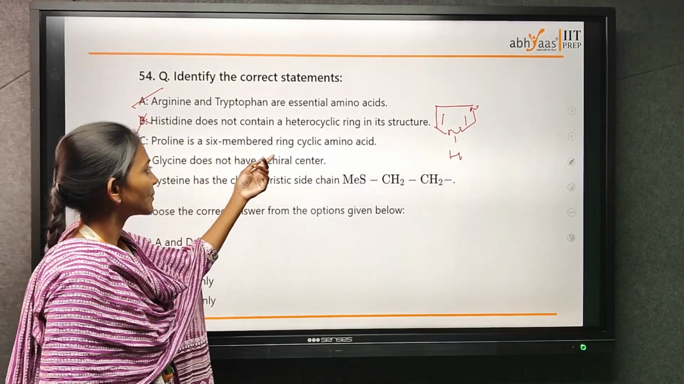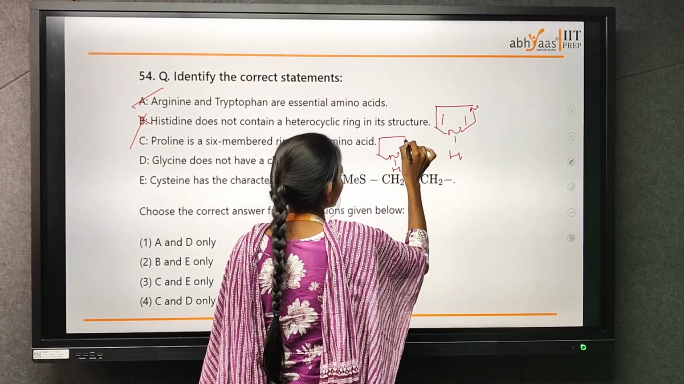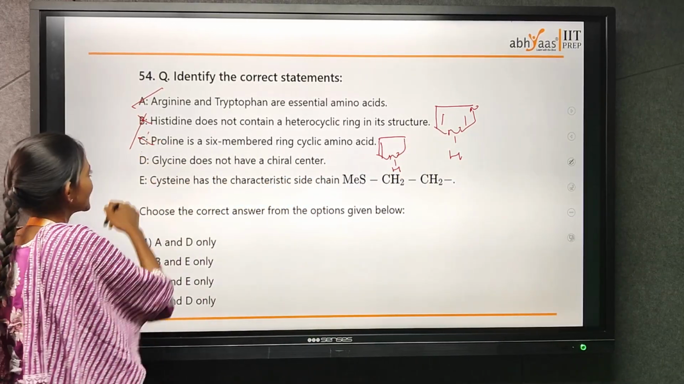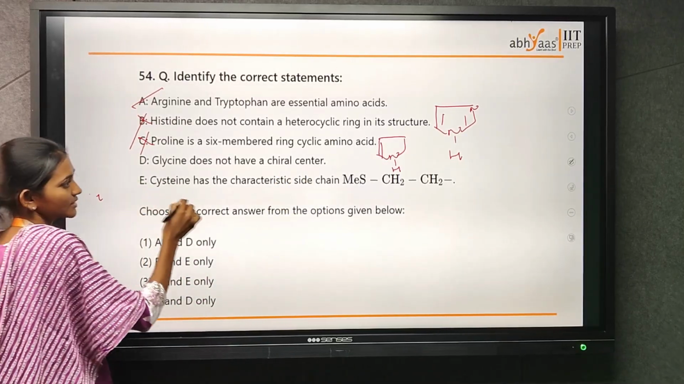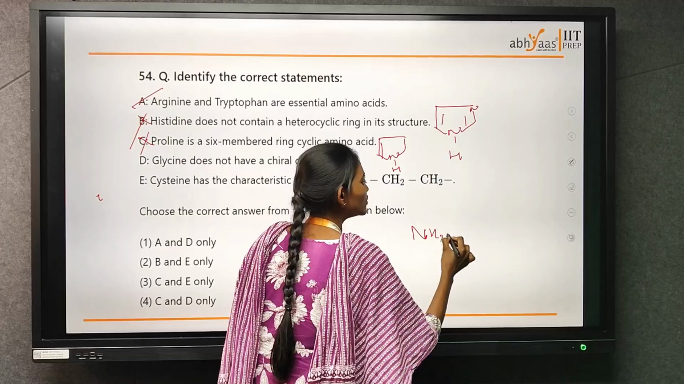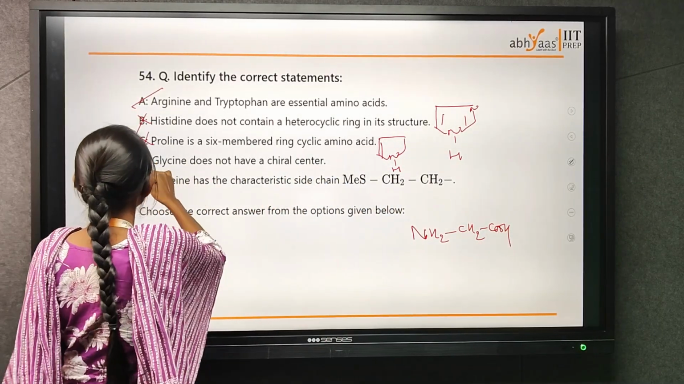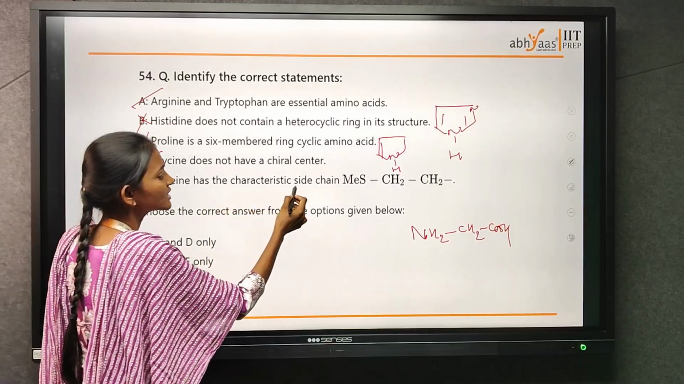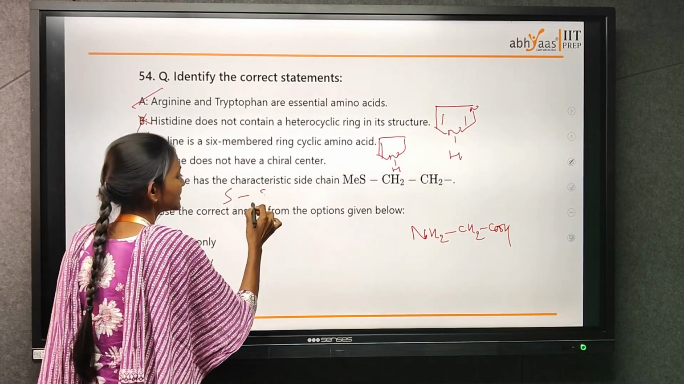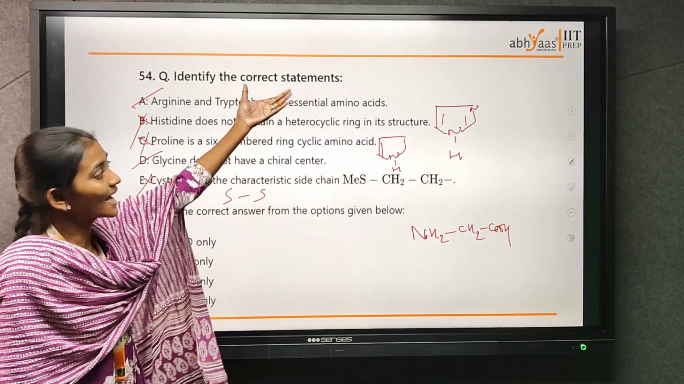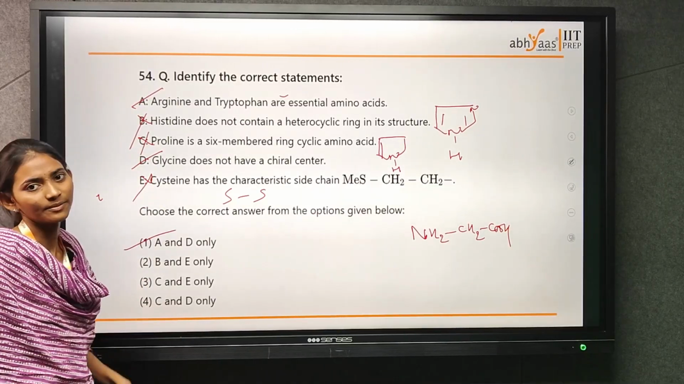And proline is a 6-membered ring. Not at all, it is a 5-membered ring. So this is also not the correct statement. And glycine does not have a chiral center. Yes, glycine does not have a chiral center. See here, I'll write NH2 CH2 COOH. Yes, we do not have any chiral center. So this will be a correct statement. And cysteine has the side chain CH2CH2 with S? Is it so? We have a disulfide bond like S-S. So this is also not correct. They are asking for correct statements, which means correct statements are A and D. So the answer will be A and D.